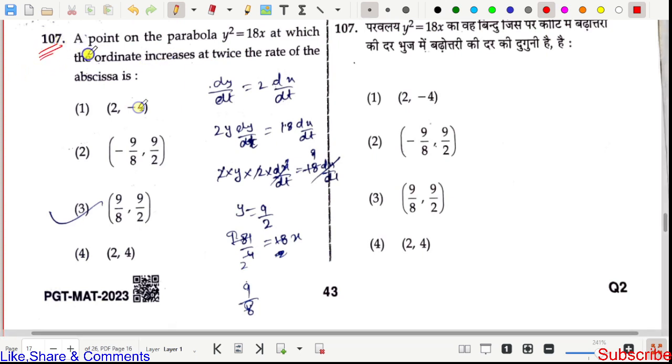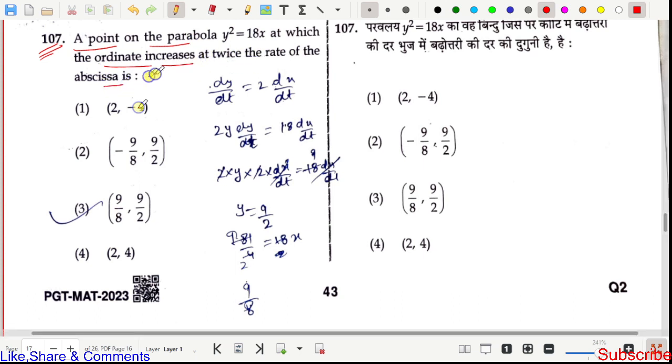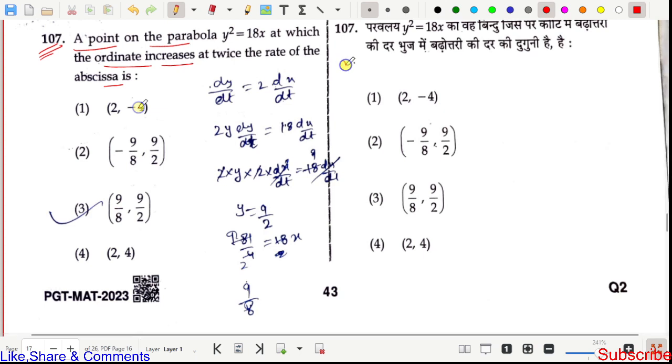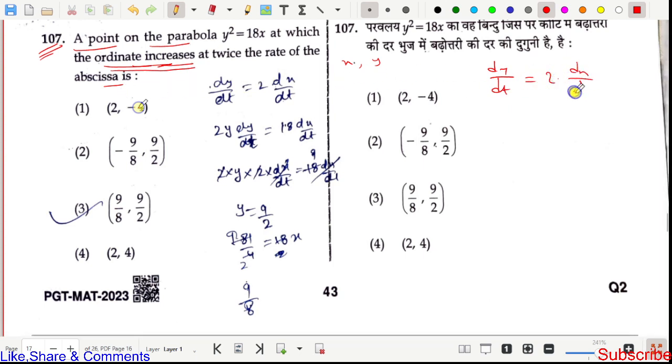So next question, 107. A point on the parabola y square equals 18x at which the ordinate increases at 2 times the rate of abscissa. We have to find the point where the ordinate is increasing at 2 times the rate of the abscissa. We know that abscissa means x and ordinate means y. Increasing means with respect to time. That means ordinate increasing, we can write as dy by dt is double the abscissa increasing, that means dx by dt. Clear?